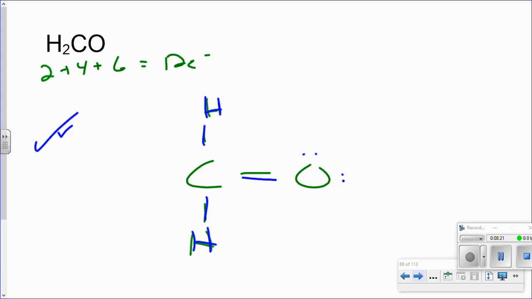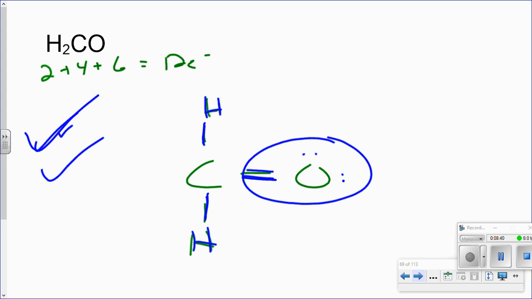So now, do I have my checks here? Let's see. Does everything have an octet? Hydrogen has its duet, top, bottom. And carbon has 2, 4, 6, 8 valence electrons. Oxygen has its 8. That's good. We go back to our check. And do I have 12? 2, 4, 6, 8, 10, 12. Yeah, perfect. All right, so that's well drawn. So that was a little bit of a hiccup there.